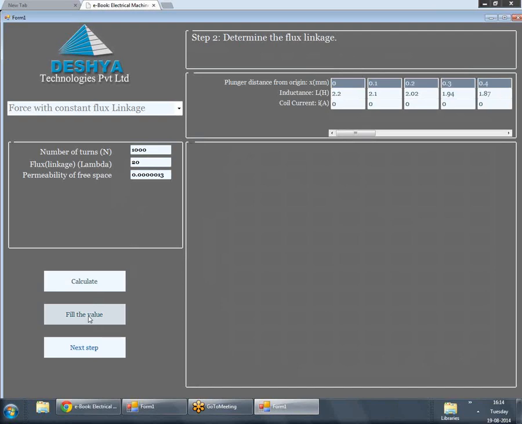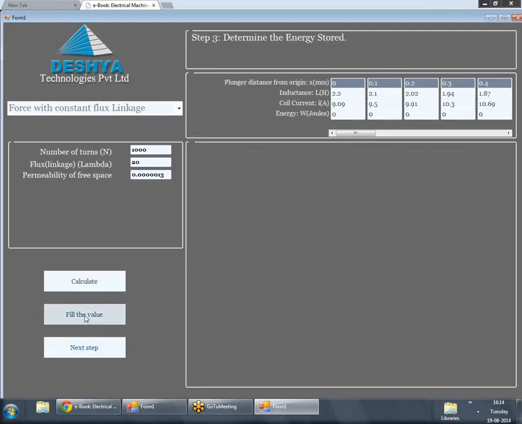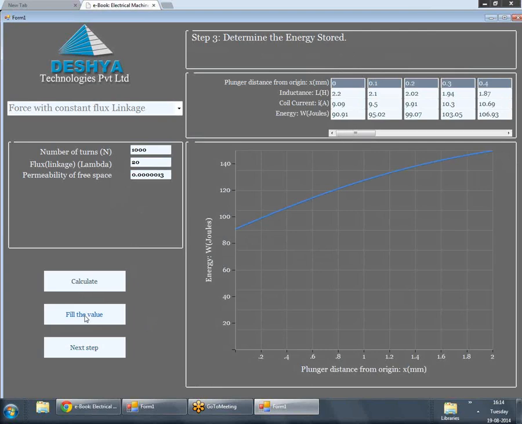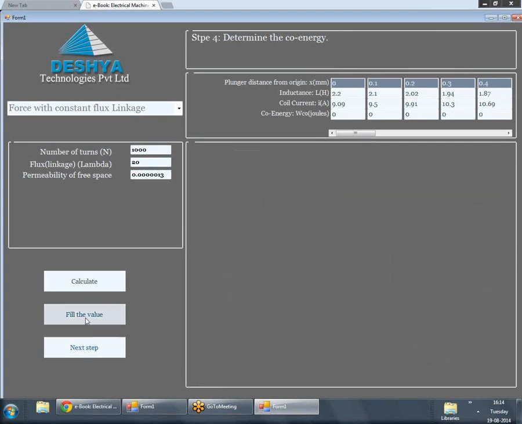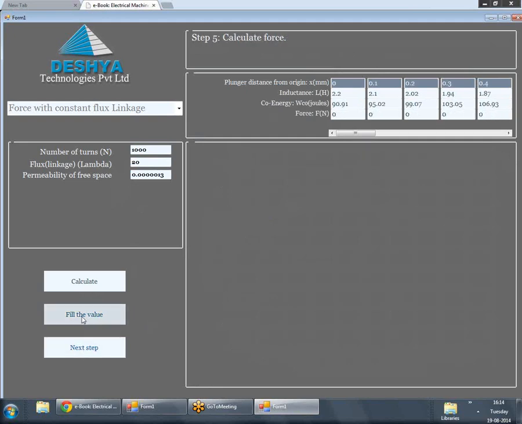Let's fill some values, then we go to the next step. I calculate the current, because now my current is not going to remain the same. As my plunger changes position, my flux linkage remains constant, so I have to calculate the current for each plunger position. If you see here, my current does not remain constant as the plunger moves. Then I go to the next step and calculate the energy, then the co-energy, and then the force. Unfortunately I don't have the graph, but I wanted to show you the nature of the graph.